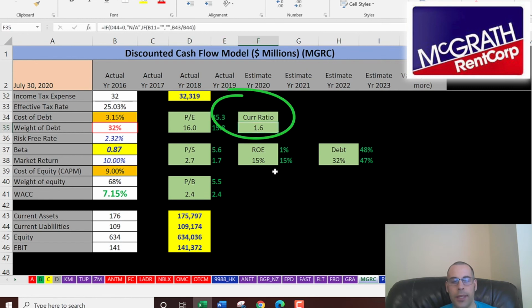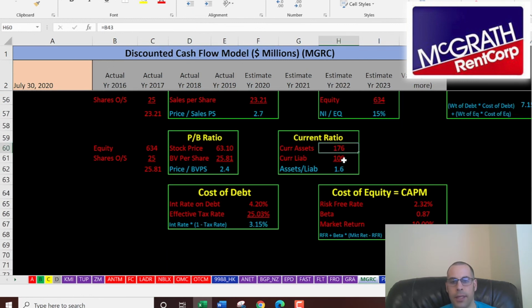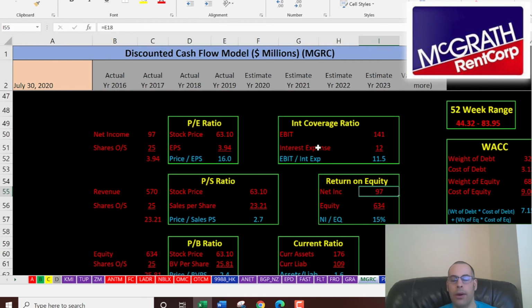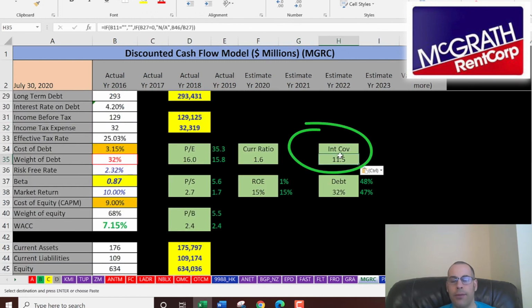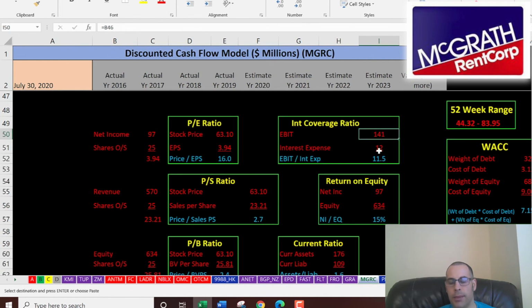Current ratio 1.6, which is good. ROE of 15%, which is decent. So current ratio is current assets, $176 million, over current liabilities, so they can cover their current liabilities, which is great. ROE is net income over equity, which is $97 million over $634 million. That's 15%. That means they're providing their equity holders a 15% return, which is pretty good. I like to see 20%. They have an interest coverage ratio of 11.5, which is EBIT, $141 million, over interest expense of $12 million. So they can easily cover their interest payments.